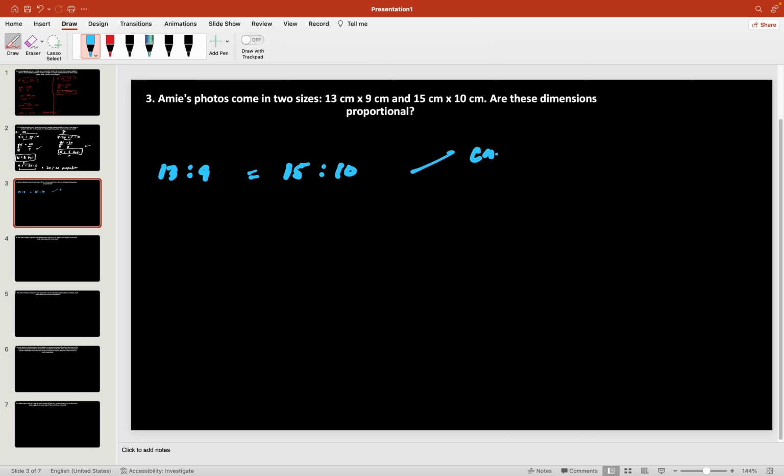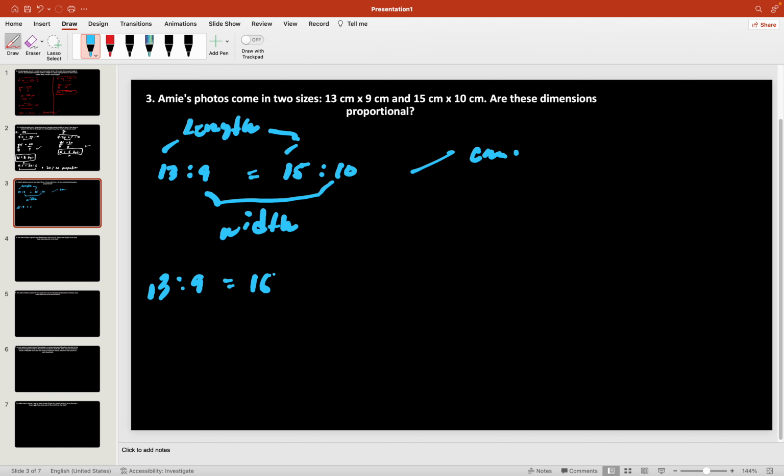So, yung unit natin is centimeters, and the first term will be the length of the pictures, and then the second term will be the width of the pictures. So, tinatanong niya lang kung proportion ba sila. Since given na yung dalawa nating ratios dito, multiply mo lang yung means and extreme natin. So, 13 is to 9 is equals to 15 is to 10. Multiply the means and multiply their extremes.